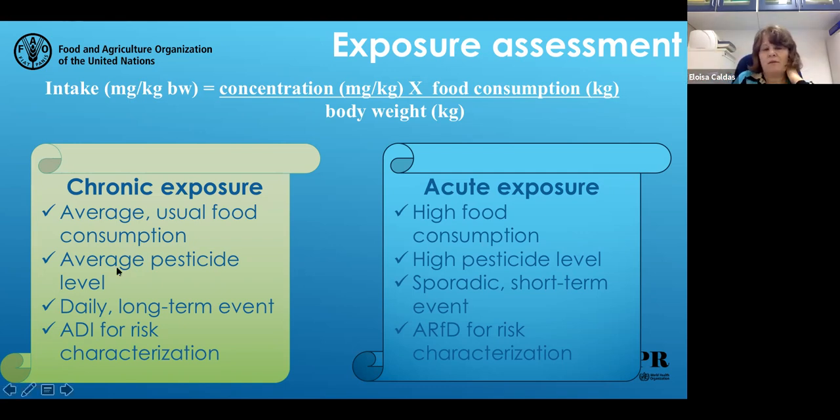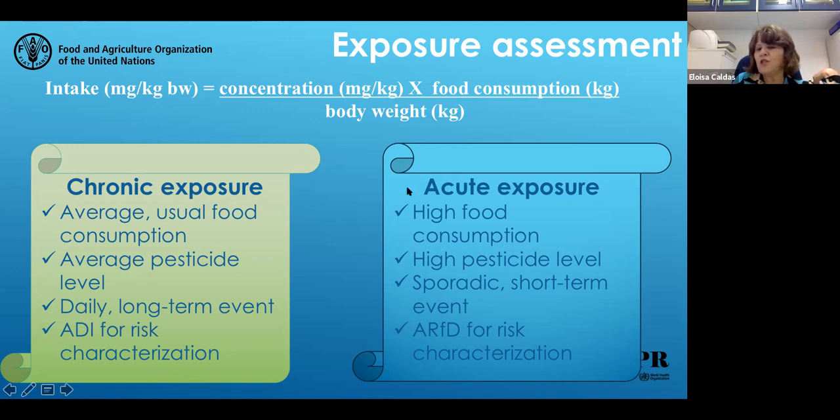So we use the average pesticide level, which for us would be the median level of the residue trials, the STMR, and we use the ADI for risk exposure. We use, it depends, the mean consumption level. It's an exposure that occurs daily. It's like the rat, which is exposed daily to a certain substance throughout the whole lifespan of a rat. And the studies are about 2 years, most of the studies which the ADI are derived from.